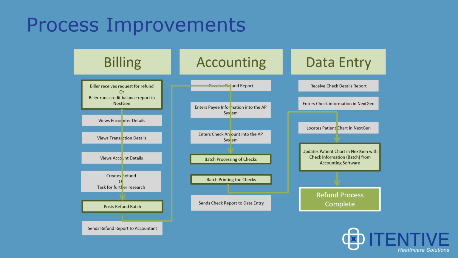Whether you do it in a reactive manner, meaning that the patient called up and says, I have a credit, or you do it in a proactive manner, you're going to go through a series of steps to determine what to do with that credit balance. You're going to look at the encounter details, the transaction details, the account details, and then you're going to make a decision on what to do with that credit. You're going to make a decision to issue a refund. You're going to make a decision to maybe apply that credit to an encounter that has an open balance on it, take some action on it.